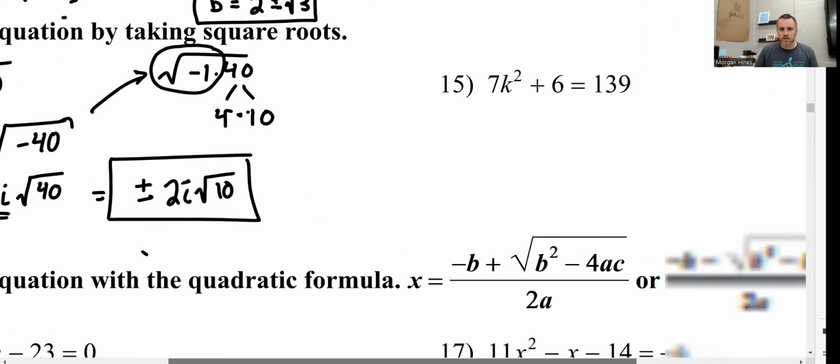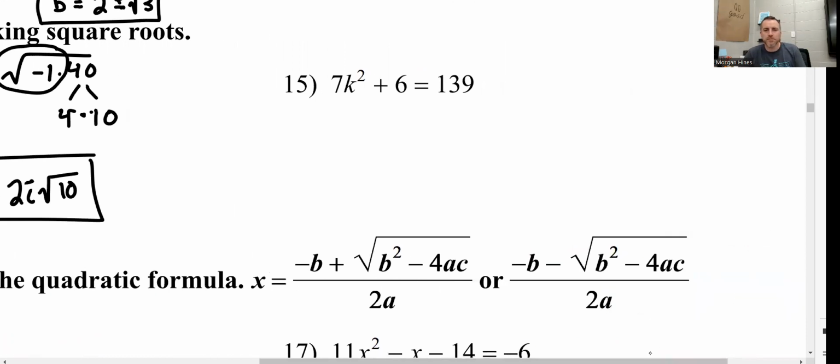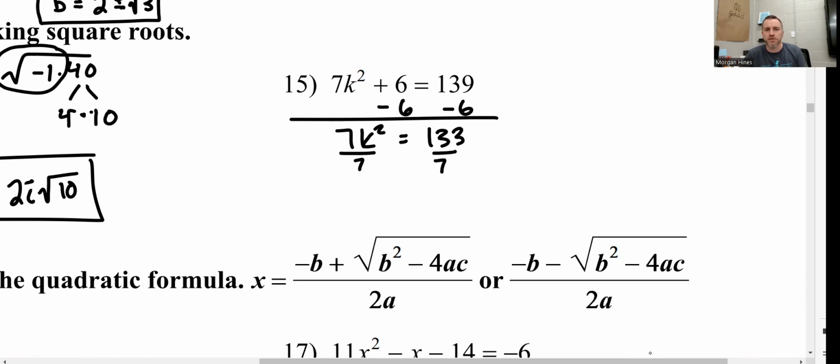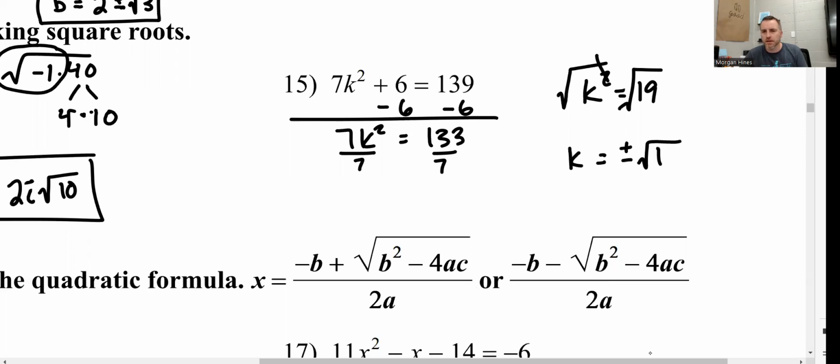We can do a similar thing with this. Subtract 6 on both sides. 7k squared is equal to 133. Divide by 7 on both sides. You get k squared is equal to 19. Square root of both sides. k is equal to plus or minus the square root of 19.